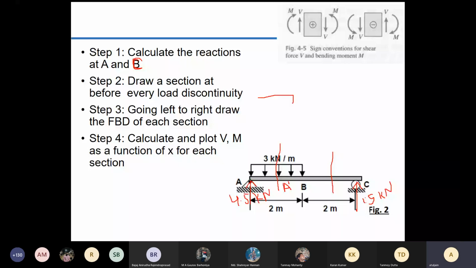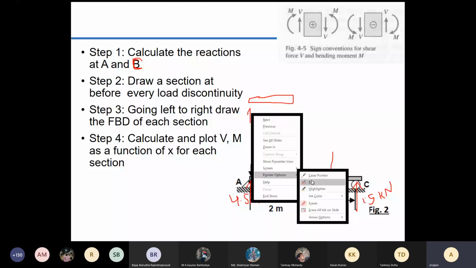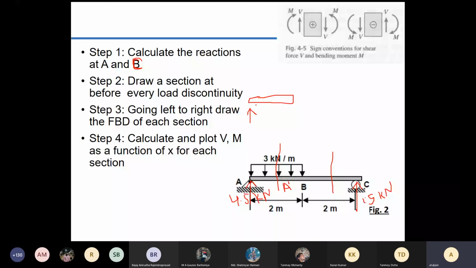There is a point load here. There is a uniformly distributed load everywhere. Now find out the value of V and M as a function of X. Please do that.